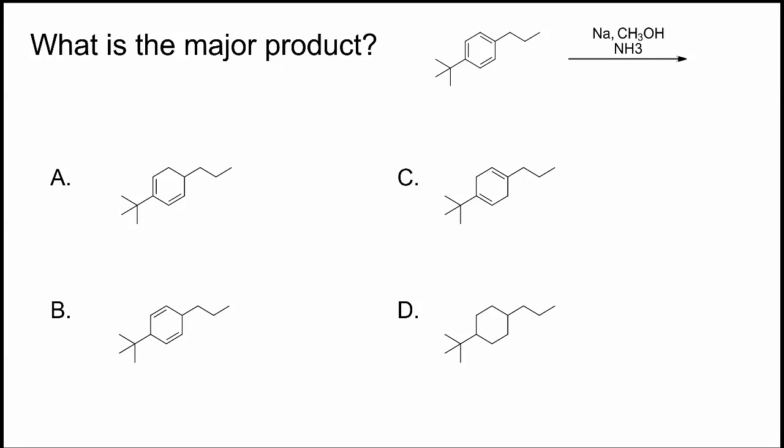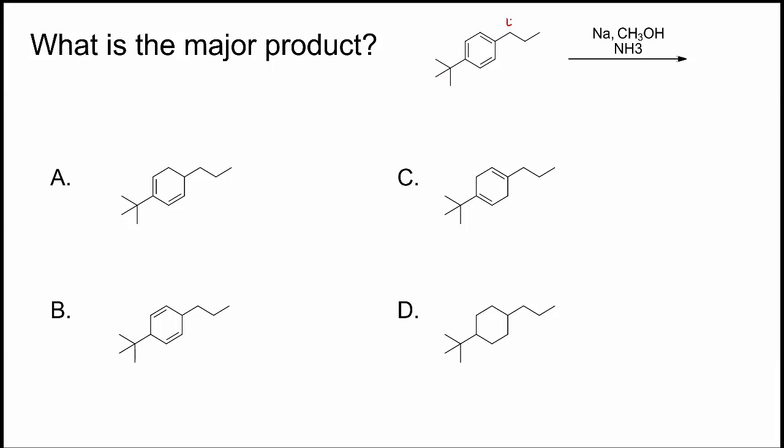All right, let's take a look at this one. So for the Birch reduction, you know that we're going to make cyclohexadiene, and we want to figure out whether our groups are electron donating or withdrawing. And these have just carbon chains on them. There's no carbon double bonds.